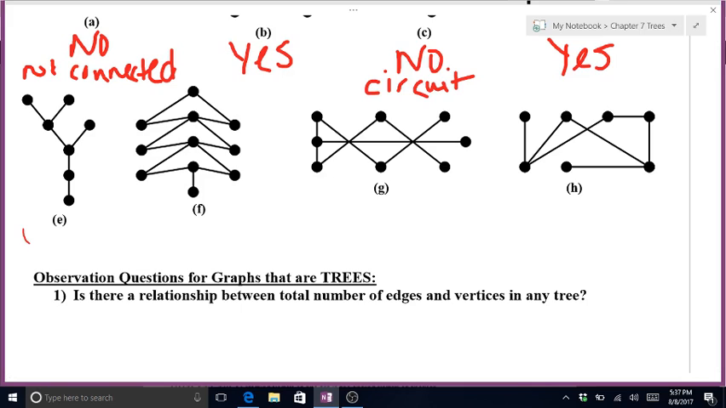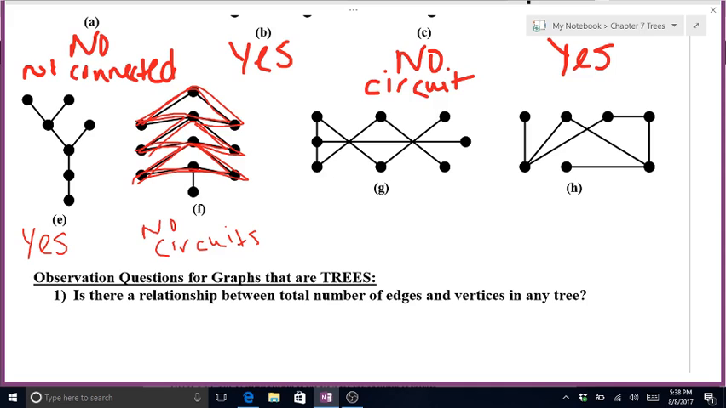E is also going to be a yes. Graph F, however, is going to be a no. There are circuits. There are actually several circuits. You've got that one, you've got another one here, you've got another one here. You can actually call this entire huge thing a circuit. So you have multiple reasons to call that one a no.